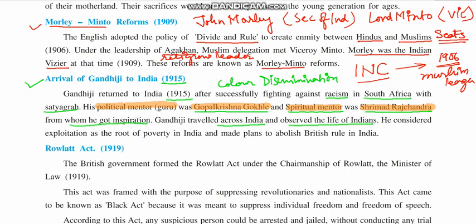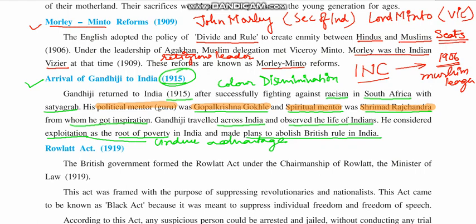He considered exploitation as the root of poverty. Exploitation is taking undue advantage, or harmful advantage. He said that as the people of India are exploited by the Britishers, that's why people have remained poor in India, and he made plans to abolish British rule in India. He said I will abolish the rule of Britishers in India. So remember this date, Gandhiji arrived in India in 1915.